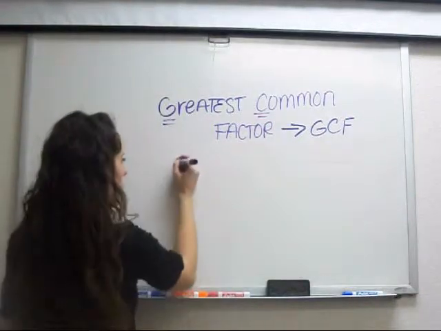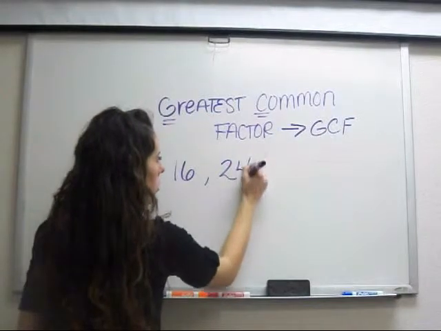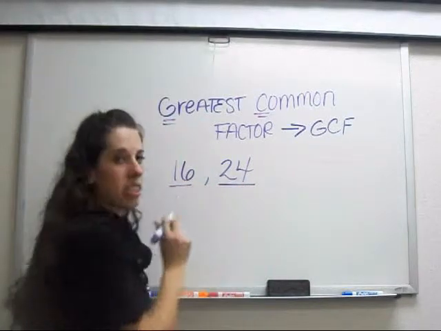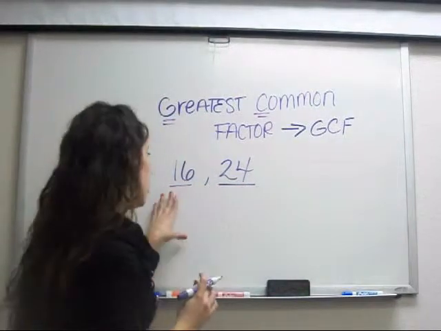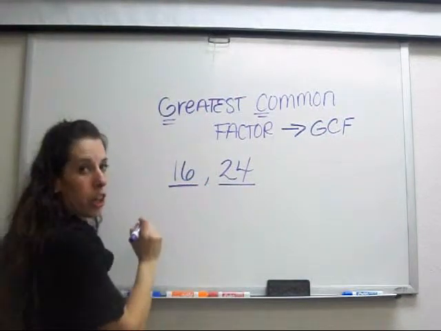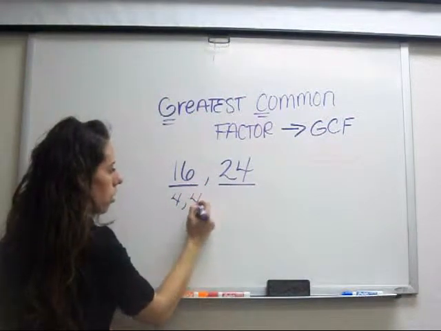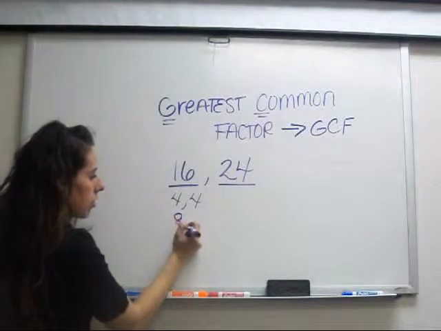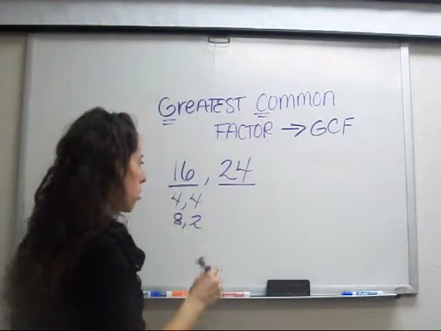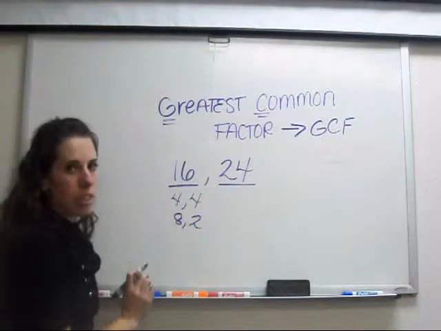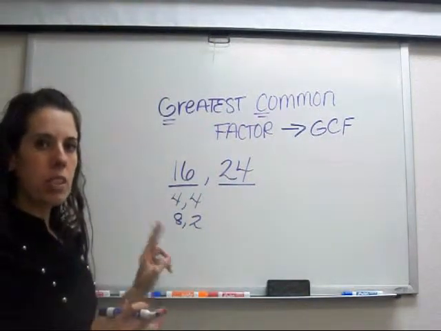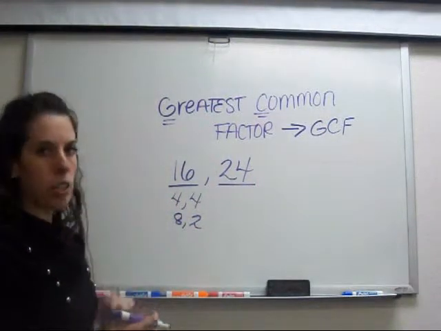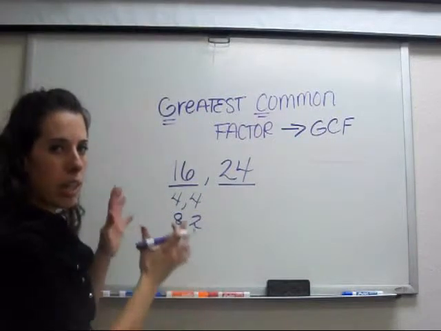Okay, so let's try an example. Say we have the two numbers 16 and 24, and we want to find the greatest common factor. First, we're going to make two columns and list the factors of each number individually. So, for example, 16, I know that 4 times 4 gets 16. So 4 is a factor of 16. I know that 8 times 2 makes 16. So 8 and 2 are factors of 16. Factors of a number are two numbers that you can multiply to get our original number. So 4, 8, and 2 are all factors of 16 because we can multiply these numbers to get 16.